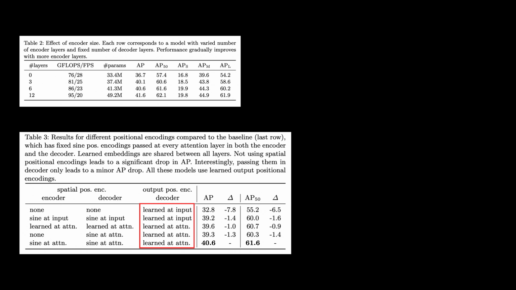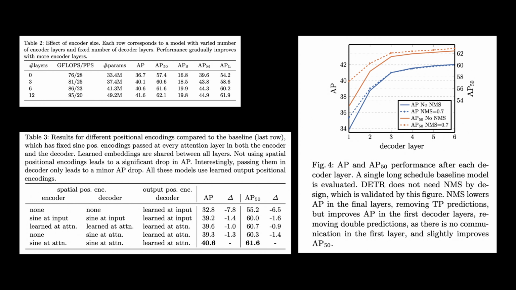Next is the impact of using NMS and the impact of decoder layers on DETR performance. As we increase the number of decoder layers, performance increases, which is similar to what we saw with the encoder. Regarding NMS, in DETR, the authors don't use NMS at all, making the entire detection pipeline much simpler than what we had in our previous videos.